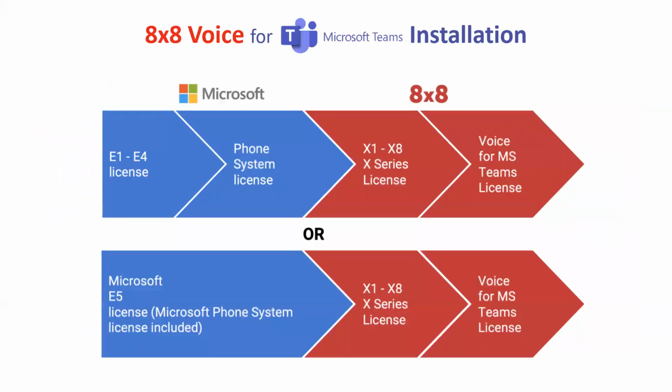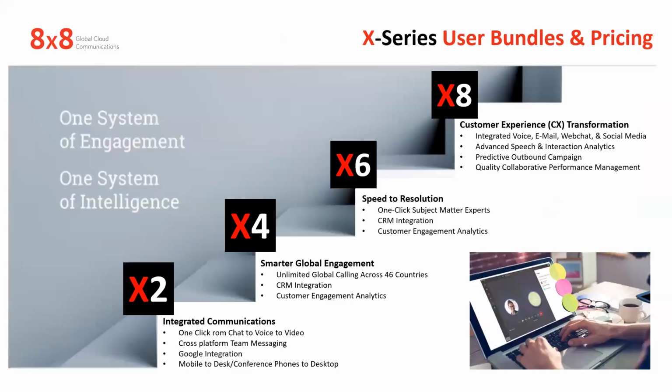Once you do this, you're still going to have to buy some software from Microsoft. They have a phone system license that they want to sell you if you don't have the E5. The maximum I've seen is $8 a user a month, and that's just the ability for 8x8 or anybody to talk to the Microsoft phone system. With 8x8, it's like X1 through X8. That's all you need. Pick a license, and we can talk more about that in detail.